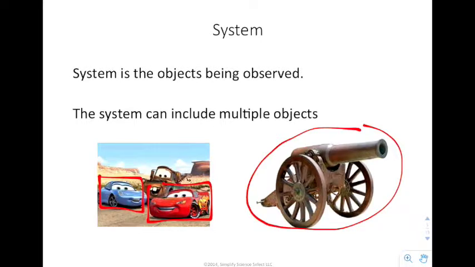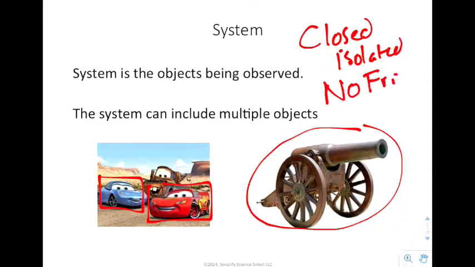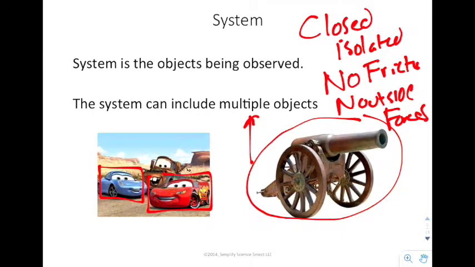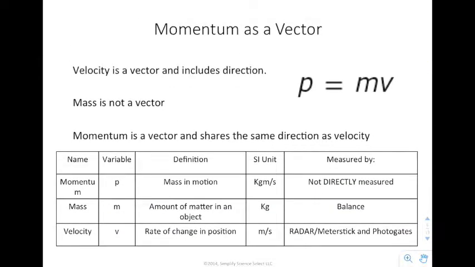Now, whenever we have a closed isolated system, what that means is that there is no friction because there are no outside forces. So there's nothing like wind resistance or friction or drag or somebody coming up and bumping it after the fact. There are no outside forces. Now the system can include as many objects as you want them to, but the more simple the system, the easier calculations are.